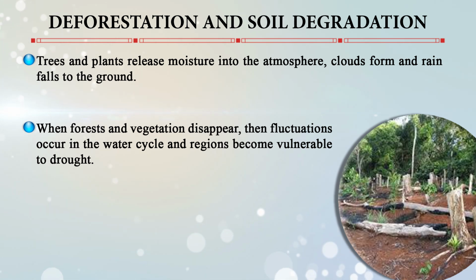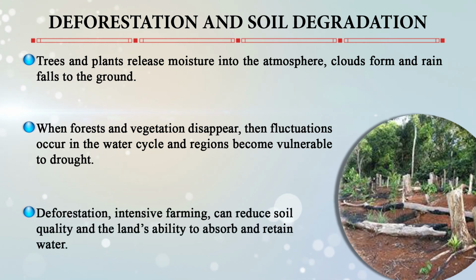So, when all this vegetation disappears, then there can be fluctuations in the hydrological cycle, in the water cycle, and regions become vulnerable to drought. Deforestation and intensive farming can reduce the soil quality and the land's ability to absorb and retain water. So, these were the consequences of the drought and how the causes, both the natural and the man-made causes, are responsible for drought. How can we prevent and prepare for droughts?